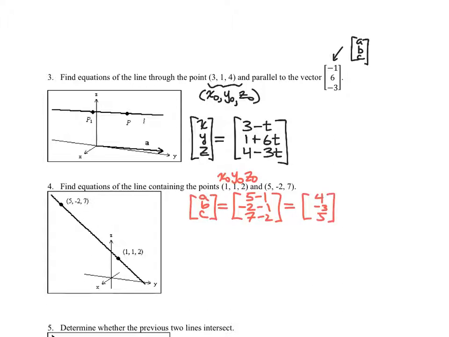All right. So I could write this equation as x, y, z, and we'd be looking at 1 plus 4t, 1 minus 3t, and 2 plus 5t.